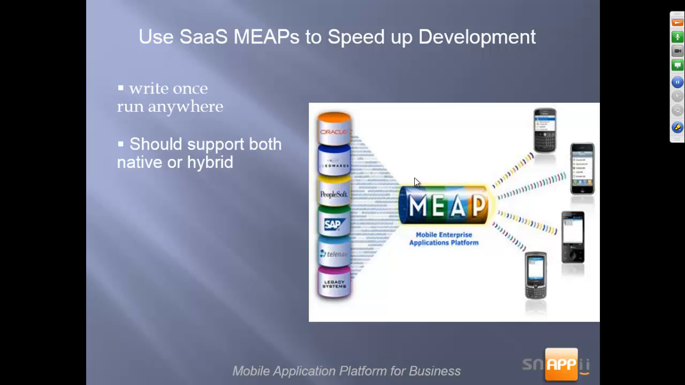And even if you want to mix and match, for example, Snappy MEAP allows you to take HTML, JavaScript code and embed it into a native app. So wherever it makes sense, you can use HTML, JavaScript to extend the Snappy platform with your own code, or reuse some code that you already have. And Snappy will take care of generating native code. So this way you really have the best of both worlds.